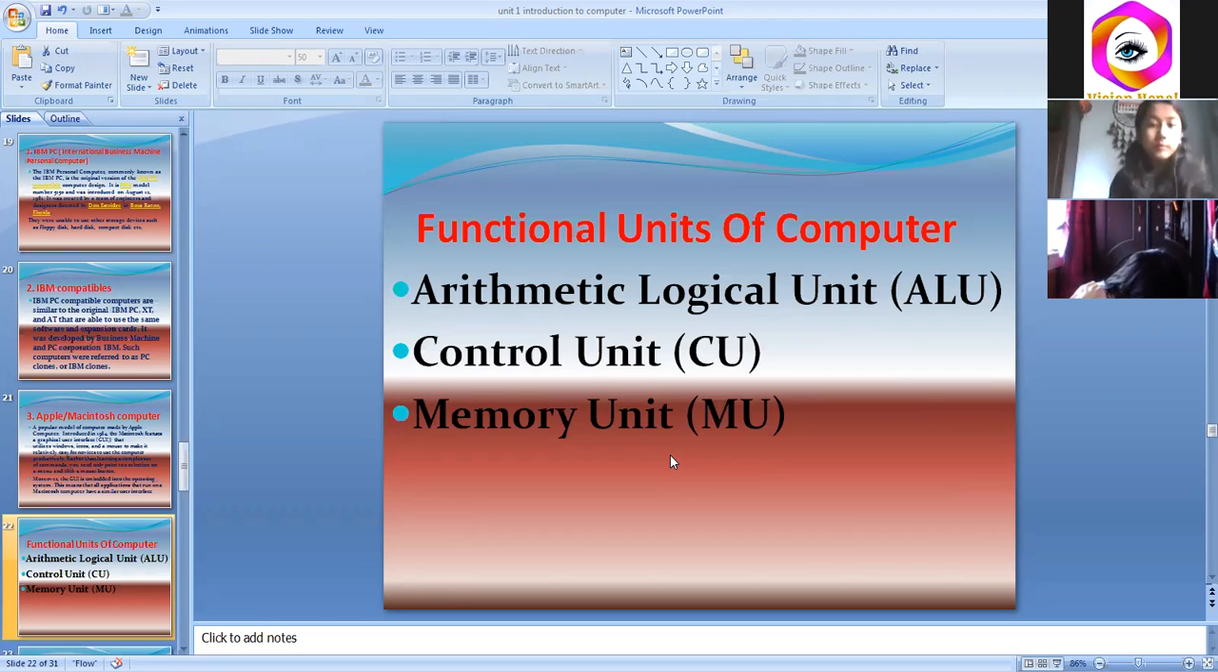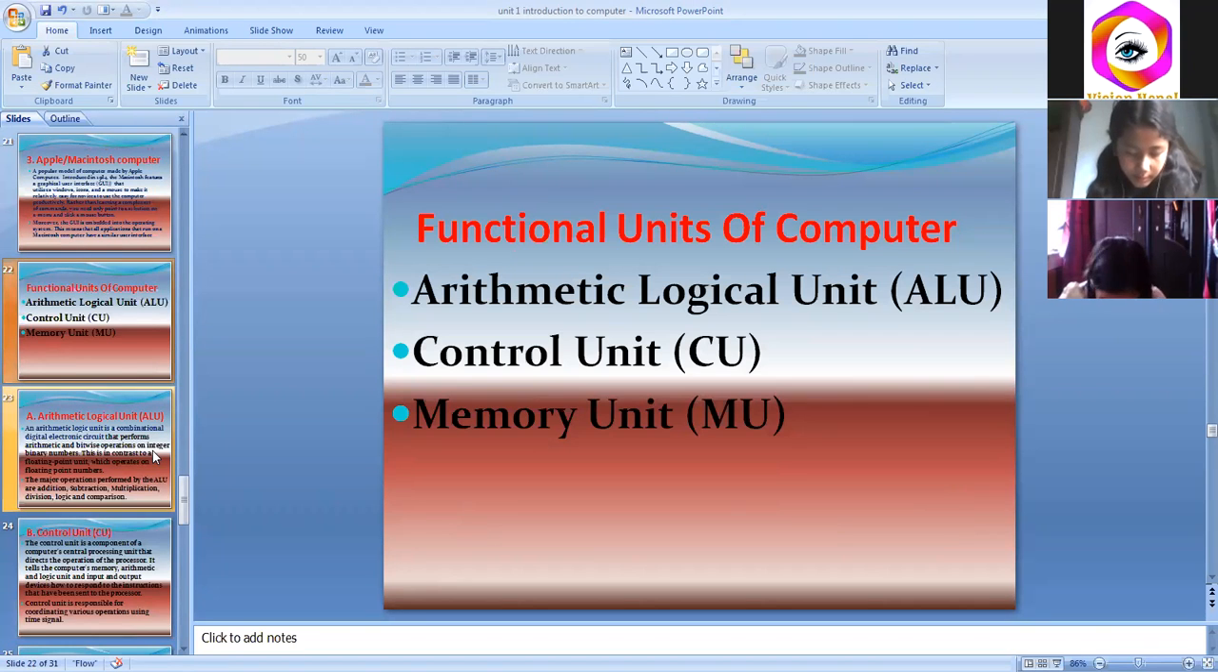Especially the arithmetic logical unit performs addition, subtraction, multiplication, division, logic, and comparison. Similarly, the control unit controls everything, it controls instructions inside. The control unit is part of the CPU, so it controls every instruction in the CPU.